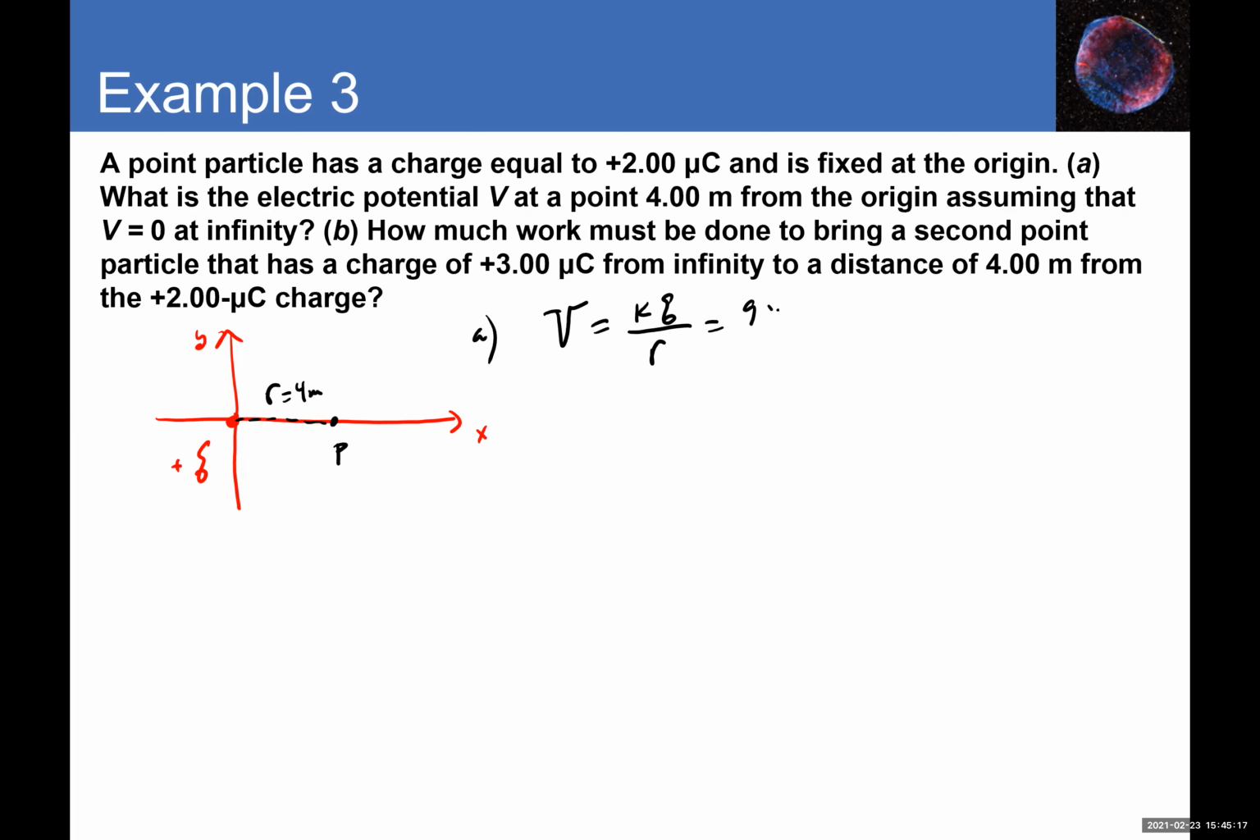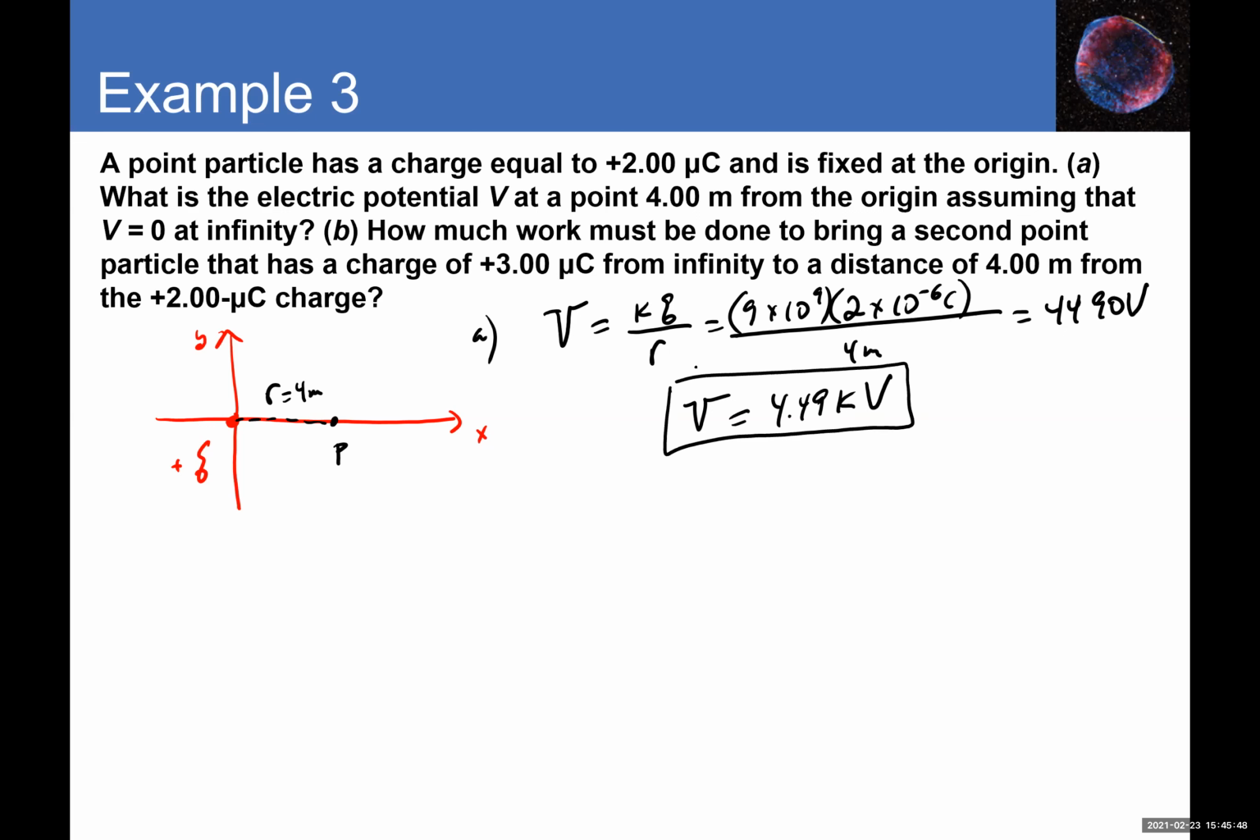And this is then 9 times 10 to the 9, times 2 times 10 to the negative 6 coulomb, divided by the 4 meters. So we calculate basically the potential at that point P due to this source charge. All right, so if I calculate, I'm going to get 4,490 volts. Okay, so I can then say potential is equal to 4.49 kilovolts. Kilo is basically 1,000. So this is then the answer for part A.